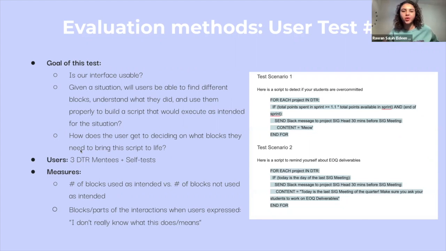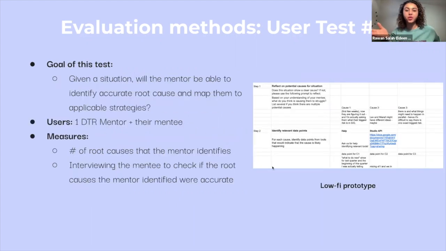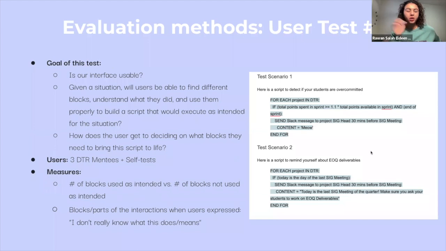Yes, here you go. So we gave the students the pseudocode on the left side, and on the right side, as you can see, 2 different scenarios, and we just observed them as they scripted or used the interface to script for it. Our measures included number of blocks used as intended versus number of blocks not used as intended, and parts of the interaction when users said quotes like, "I don't really know what this does or means." So that's for our test number 1.